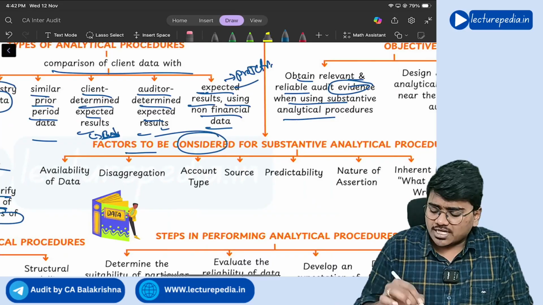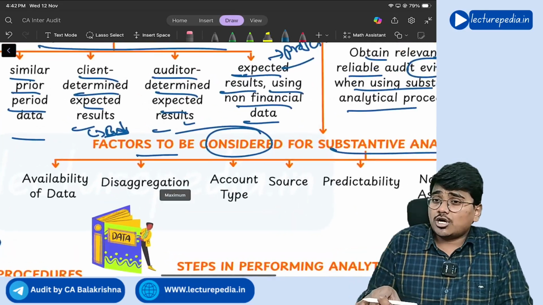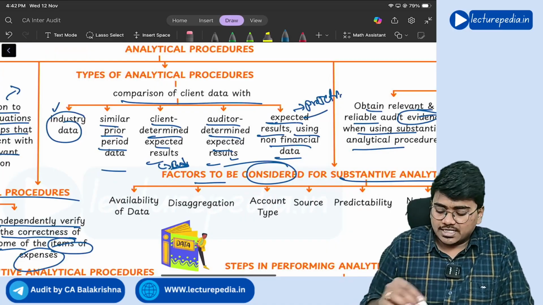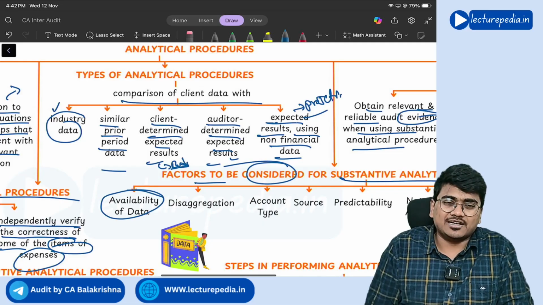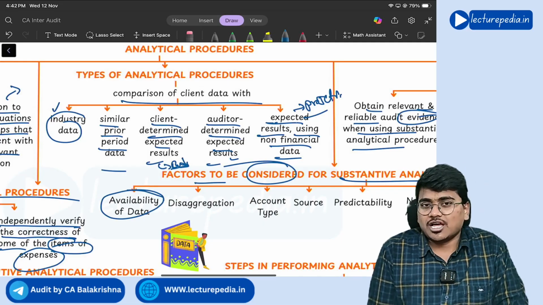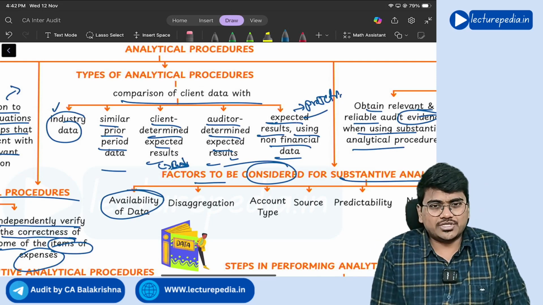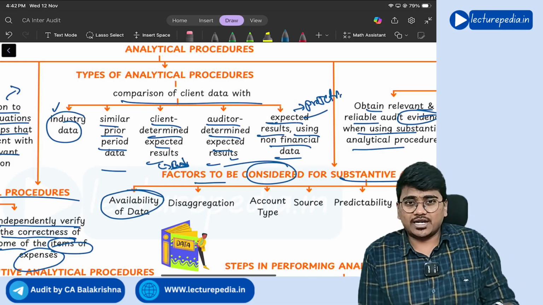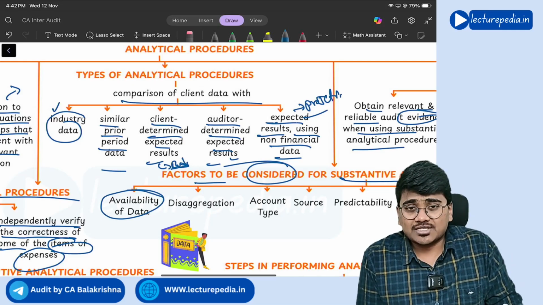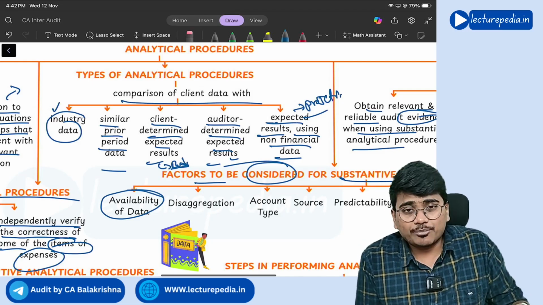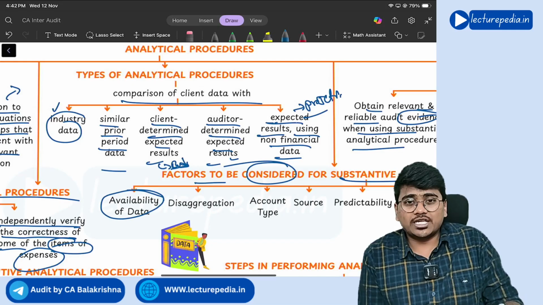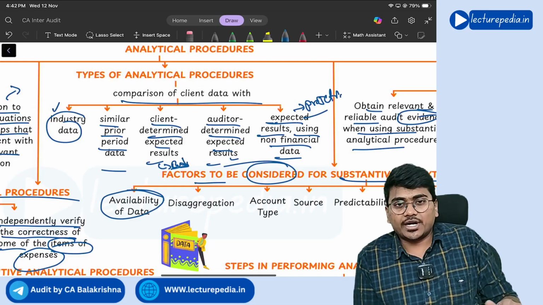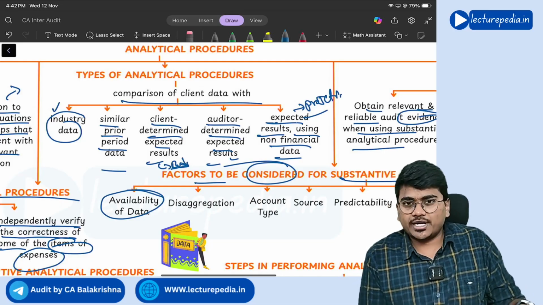Next, factors to be considered for a substantive analytical procedure. See, if you want to perform analytical procedure, there are certain factors that should be there. What are they? Let's see. First of all, availability of data. So data should be there with the organization. Without data, you cannot perform analytical procedure. If you see our example, for verification of salary expenditure through analytical procedure, we required data such as the number of employees and the average amount of salary you are giving, correct? So this data should be present. Only if the data is there, you can perform analytical procedure. Otherwise it is not possible to perform analytical procedure.